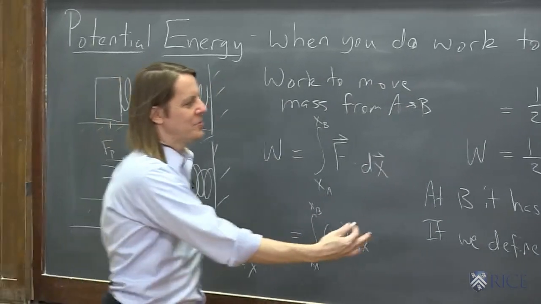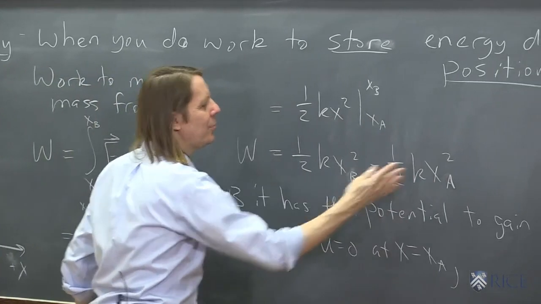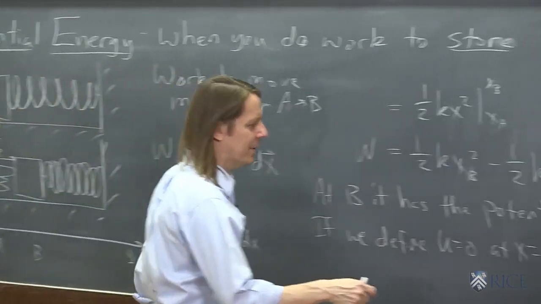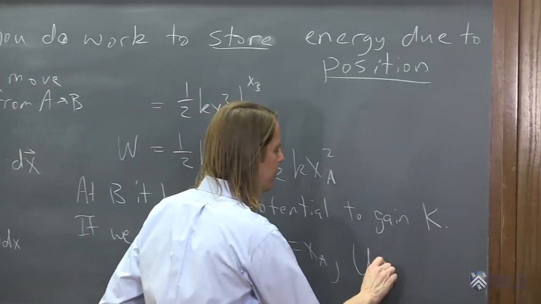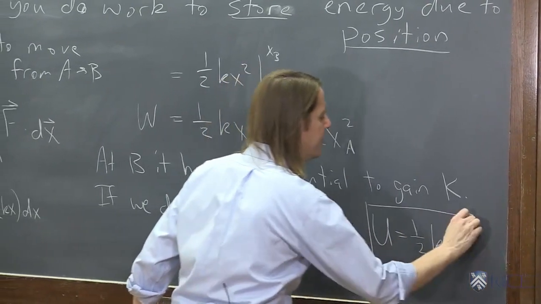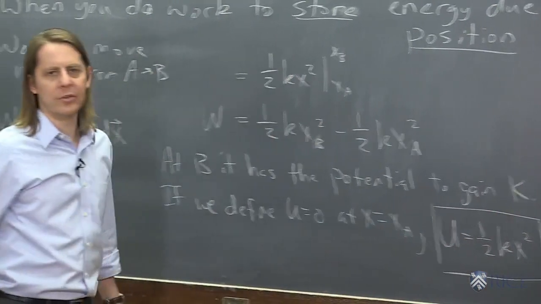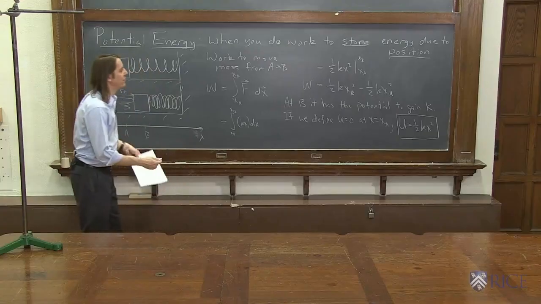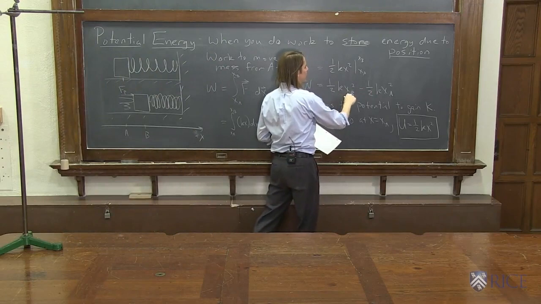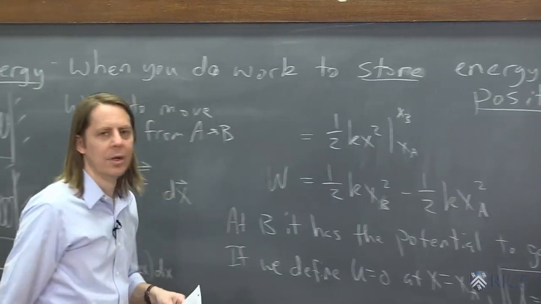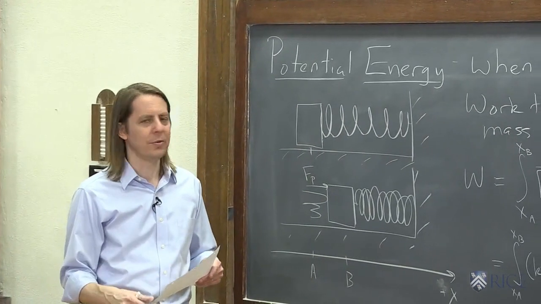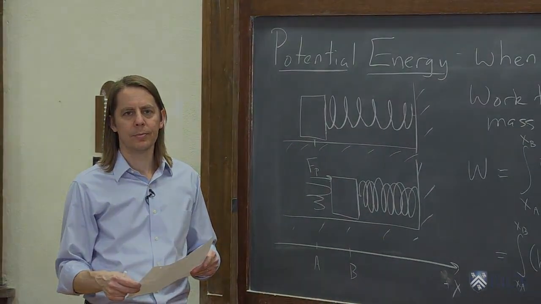So if we define u as 0 at x equals xa, basically say that term is 0, then the potential energy is 1/2 kxb squared, or just 1/2 kx squared. The potential due to a spring is 1/2 kx squared, if you define the potential to be 0 where x is 0. If you want the potential difference between two positions, it would be 1/2 kx squared final minus 1/2 kx squared initial. So now we have a second potential to think about when we do conservation of energy problems.